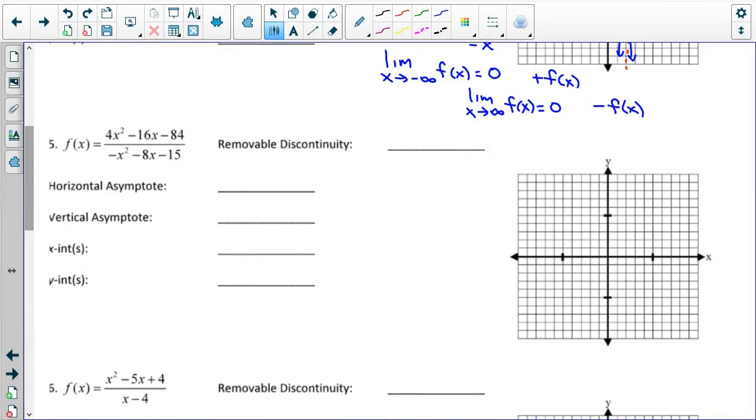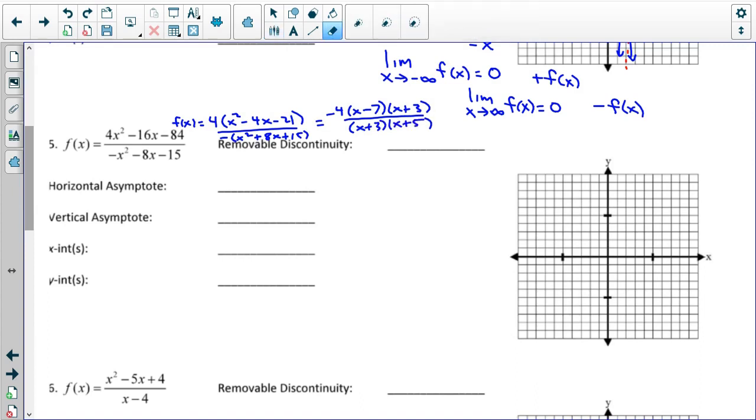If I look at problem 5, I'm going to factor. So f of x equals 4 times x squared minus 4x minus 21 over -1 times x squared plus 8x plus 15. So this ends up being 4 times x minus 7 times x plus 3 over -1, and I can actually move that negative up to the numerator if I want, times x plus 3 times x plus 5.